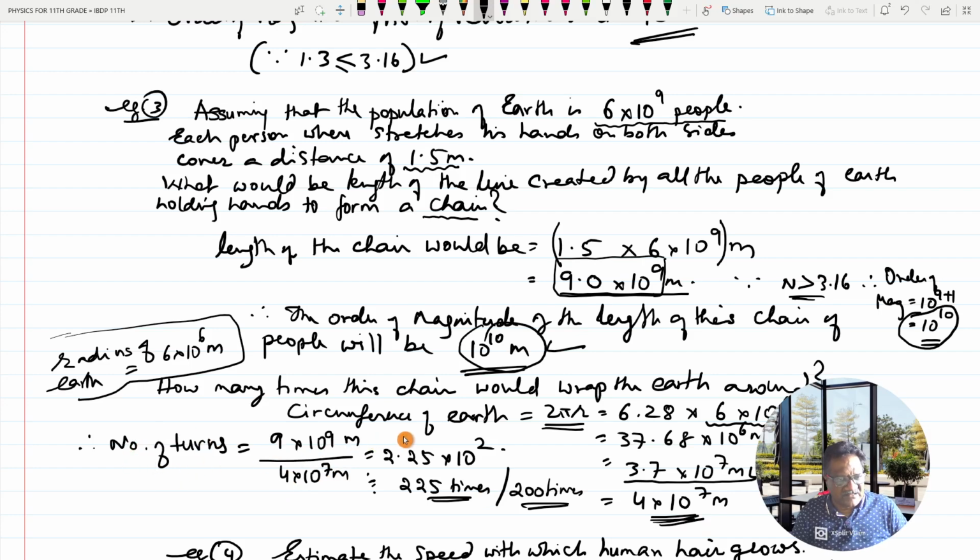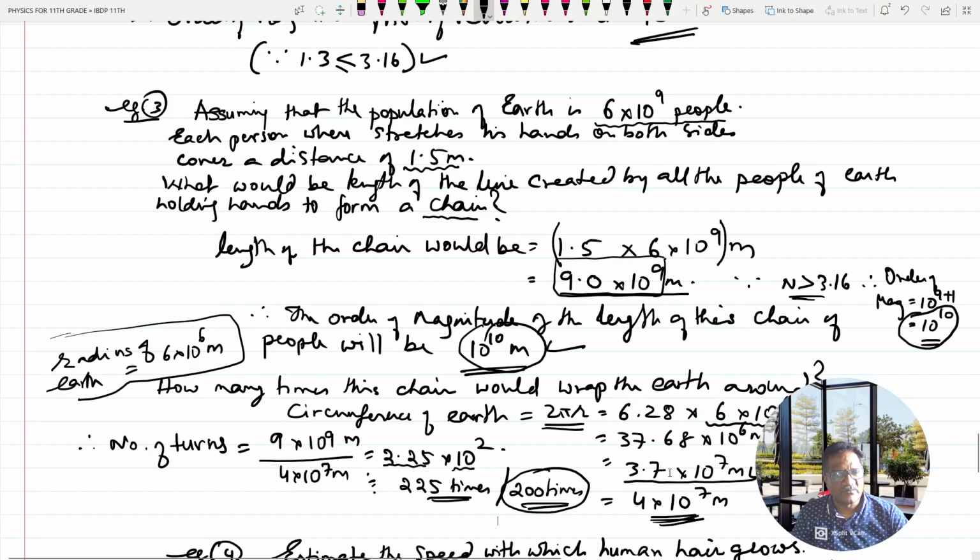The total length of the chain in meters divided by the circumference of the earth in meters. Now meter and meter will cancel out, and if you calculate 9 upon 4 you should get 2.25, and 10 to the 9 upon 10 to the 7 will be 10 square, and 2.25 into 10 square will be 225 times, or roughly you can say 200 times. So the number of turns that this human chain will go around the earth, around the equator, will be 200 times. This is the answer for the third type of the Fermi problem.